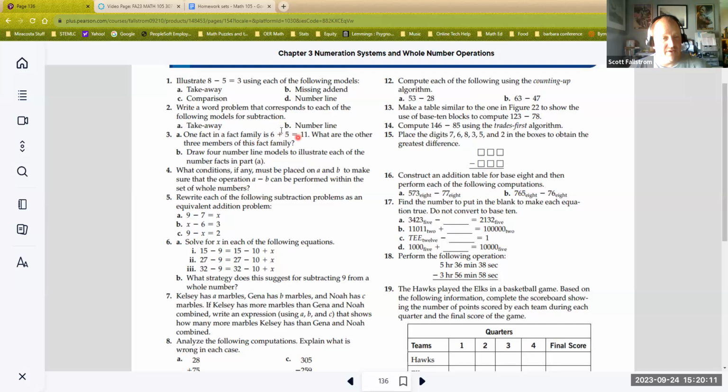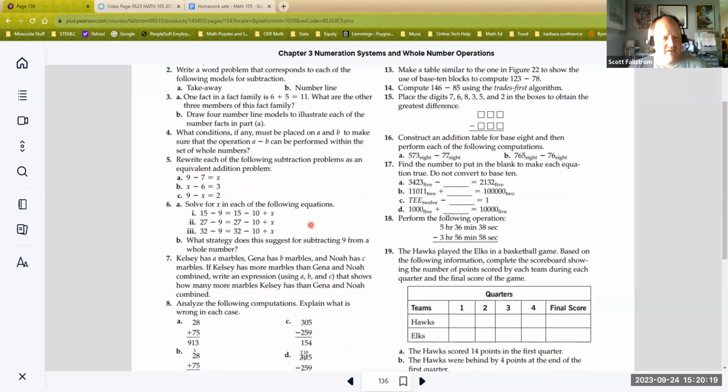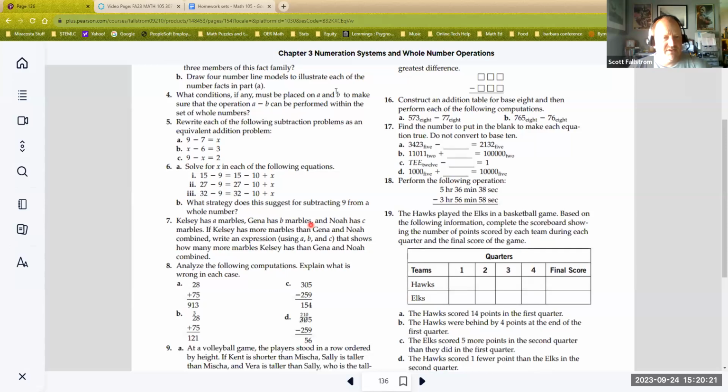One fact in a fact family is this. What are the other three? So we talked about that in the video for the class. You can also see it in the book. It's nothing too complicated. What conditions must be placed on A and B to make sure that A minus B can be performed within the set of whole numbers? That was also talked about. That's in the definition.